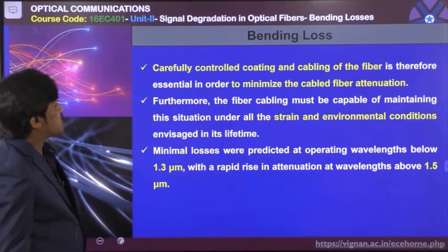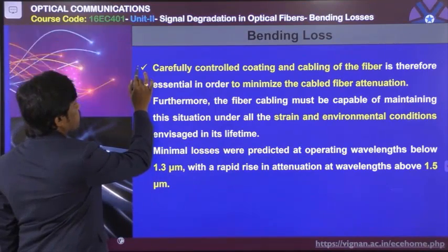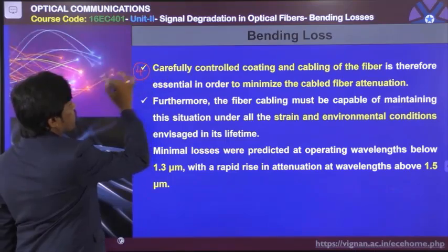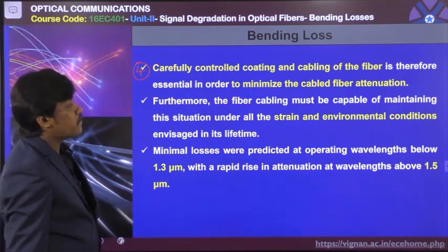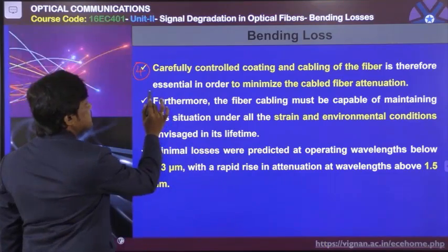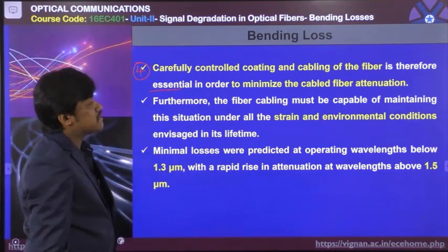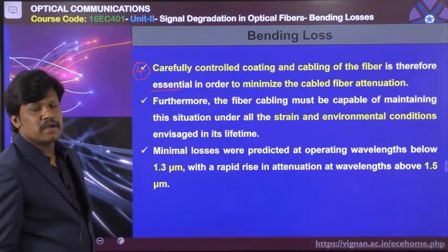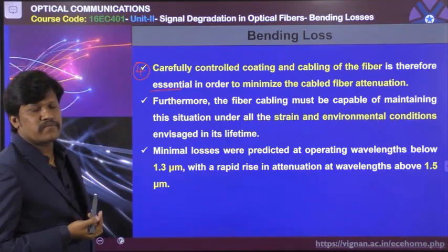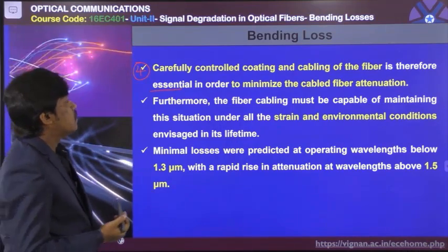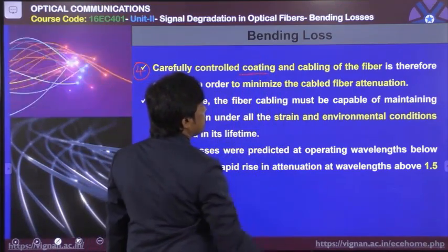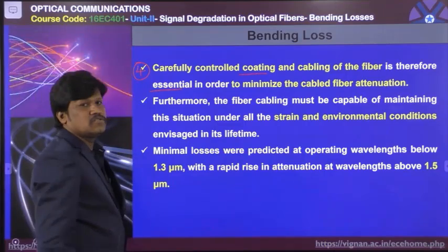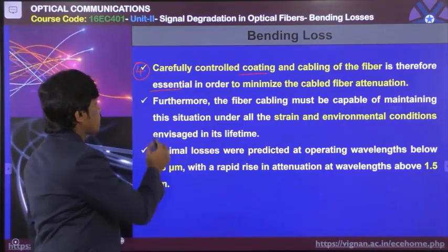So next, fourth one. Careful controlling of coating of the fiber optic cable is essential in order to minimize the cabled fiber attenuation. To reduce the fiber optic cable attenuation, the coating and cabling of the fiber should be carefully controlled.